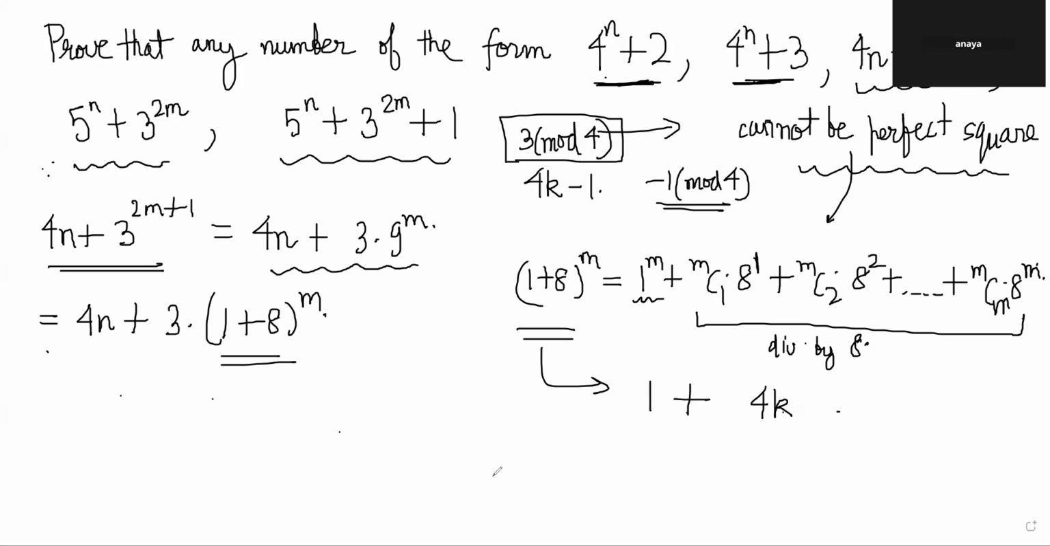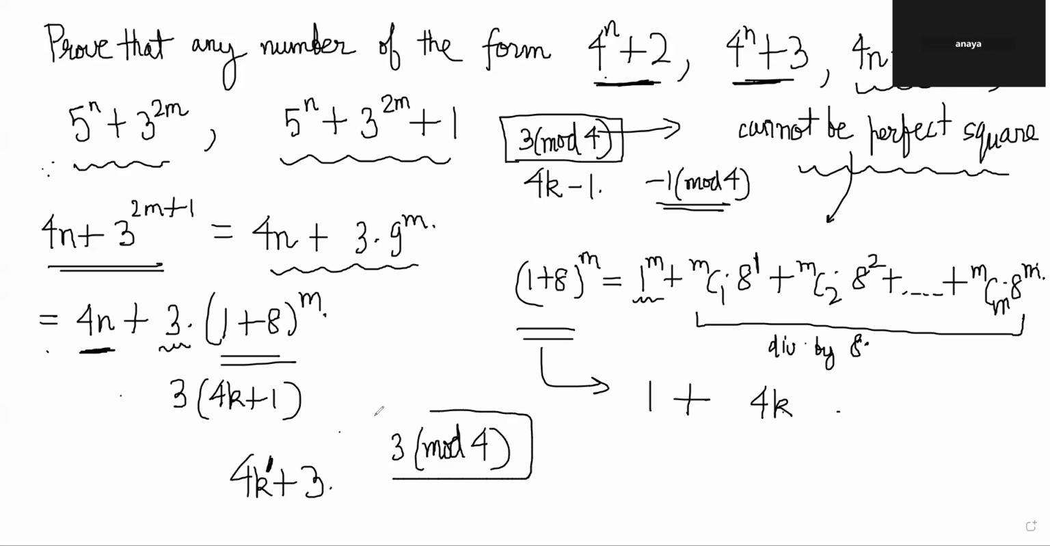And what did we have? 3 times 4k plus 1, so we are getting 4k plus 3. And already it is 4k here. So the overall number is clearly 3 mod 4. Therefore, it cannot be a perfect square. Now you have to prove this one and this one.